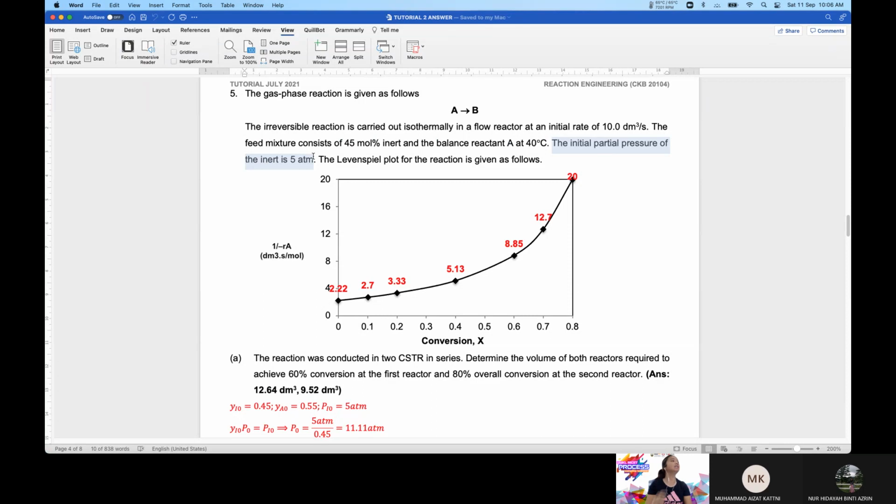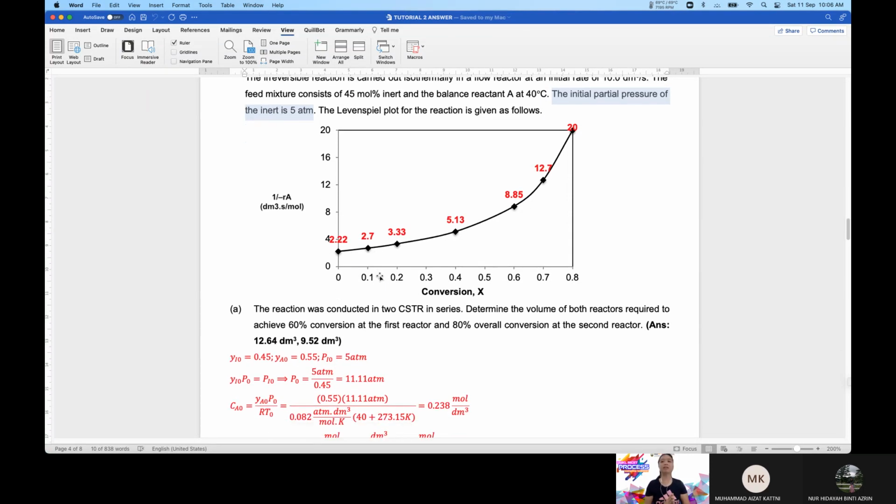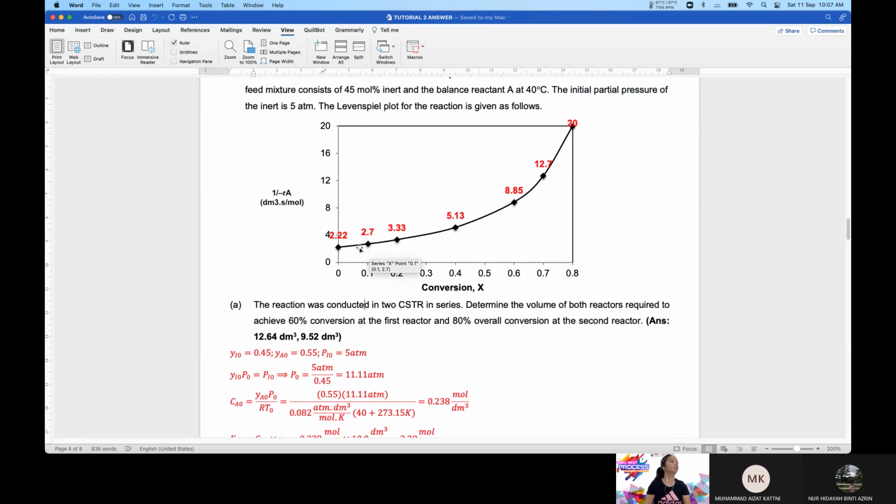Right. Then they give us Levenspiel plot. So Levenspiel plot ni, by now kamu dah tengok kan beza dia. Paksi Y adalah 1 per minus RA, paksi X conversion. Maksudnya katakan pada conversion 0.1, 10%, 1 per minus RA saya adalah 2.7 dan so on and so forth. Okay, so done. Information dah kita faham somewhat. Let us go to the question.